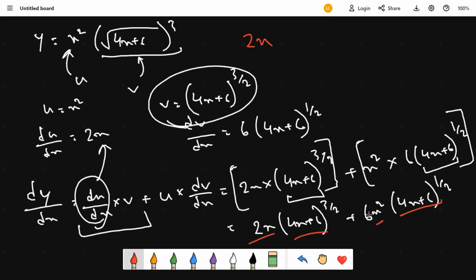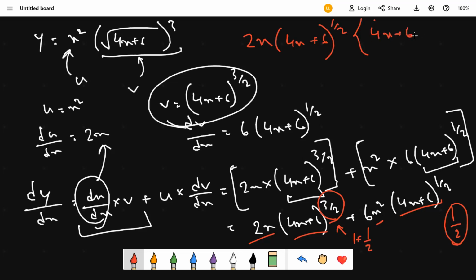Remember to take whichever power is the smallest. Here this power is 3/2, that means we have 1 plus half. And over here we have just simply half. That means this is much smaller. Half is smaller than 1.5. So we would take (4x + 6) to the power half, and inside the bracket there will be left behind (4x + 6) plus, over here, it will be left with 3x.